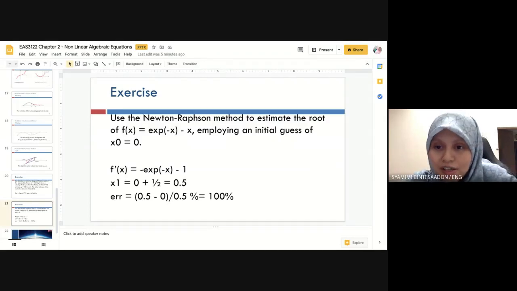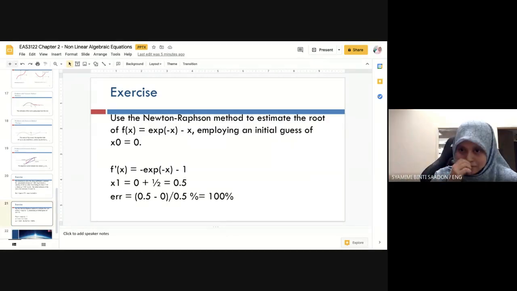So did you guys get x3? X3, masih senyap ni okey ke? Next week test. Okay, so next week will be our test, our first test, and the only test.